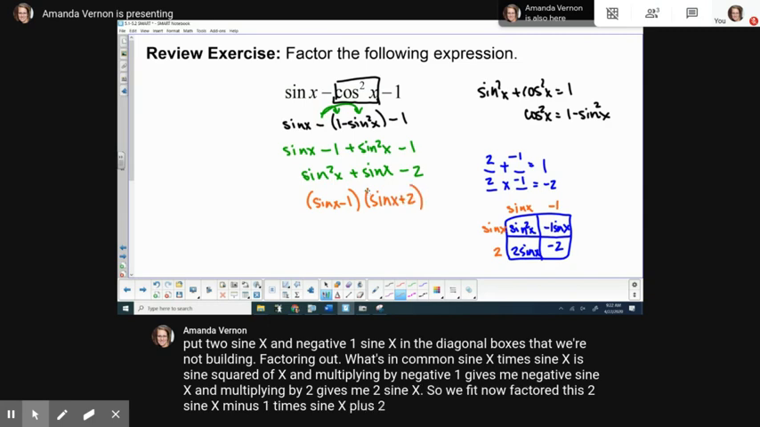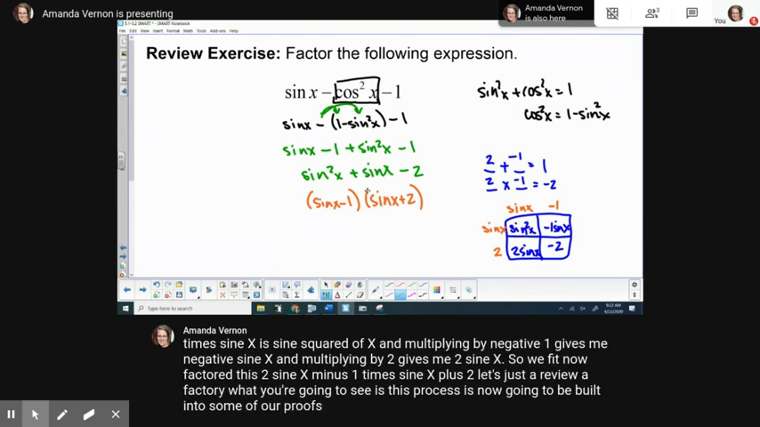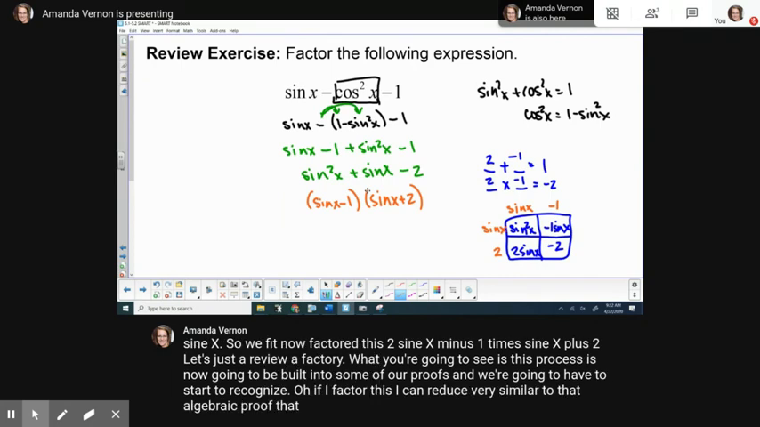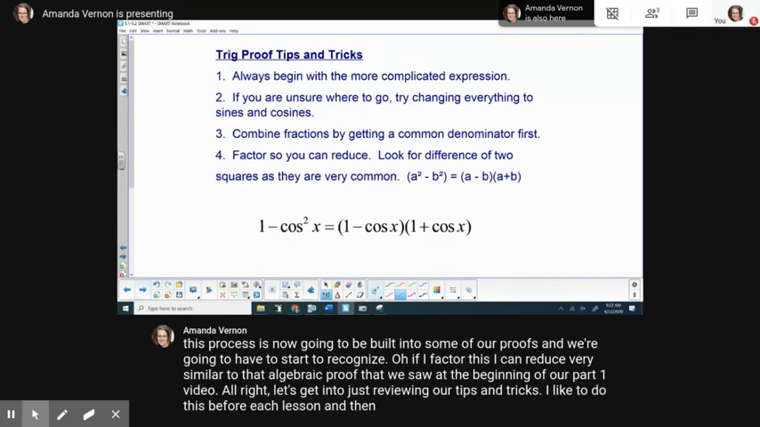So that's just a review of factoring. What you're going to see is this process is now going to be built into some of our proofs, and we're going to have to start to recognize, oh, if I factor this, I can reduce. It's very similar to that algebraic proof that we saw at the beginning of our part 1 video. All right, let's get into just reviewing our tips and tricks. I like to do this before each lesson, and then we'll get into our 2 examples for the day.